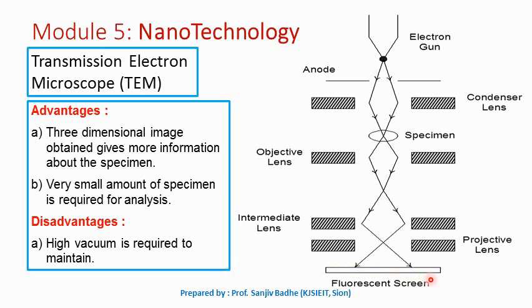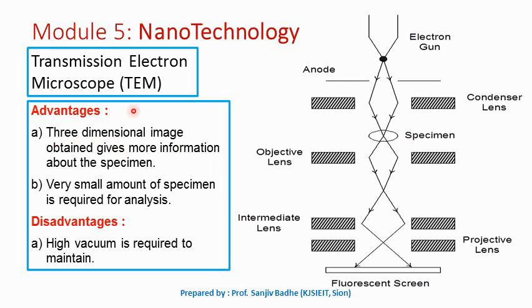Then we have the image recording system, where the electron image is converted into a format that can be seen by the human eye. This image recording system usually consists of a fluorescent screen for viewing and focusing the image. A digital camera can further be used to record the image.